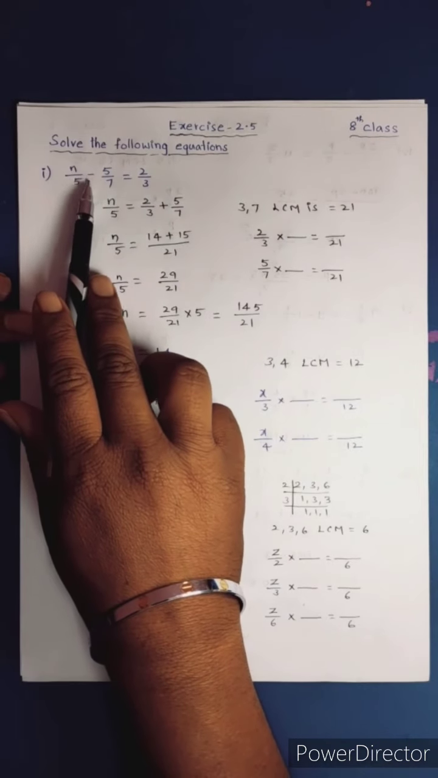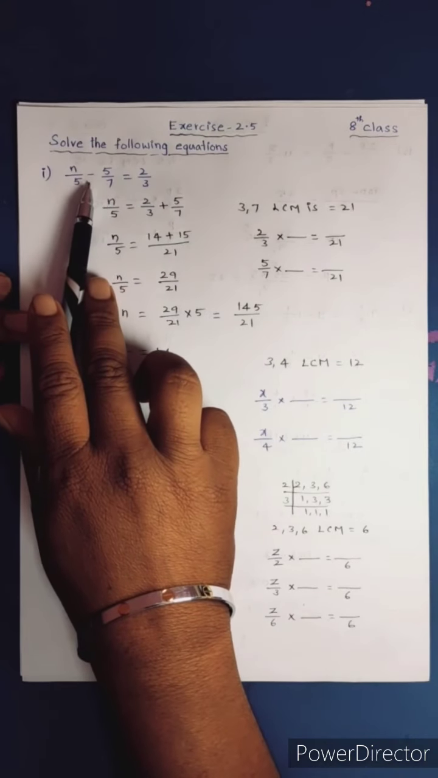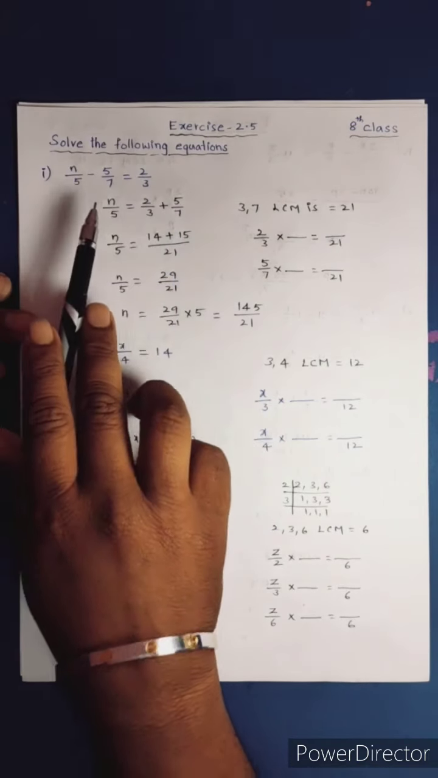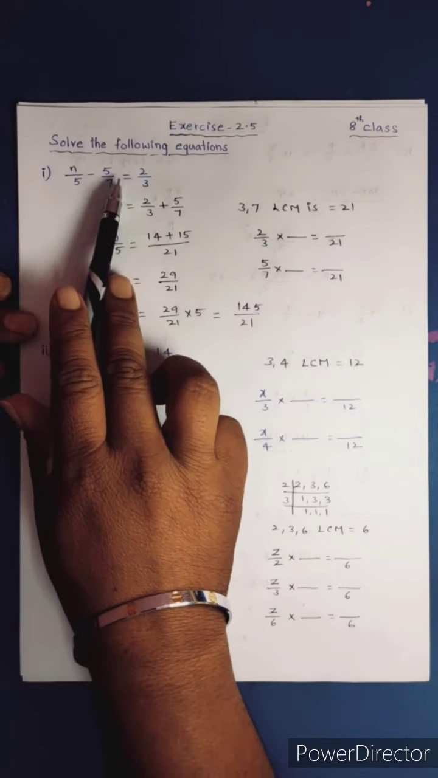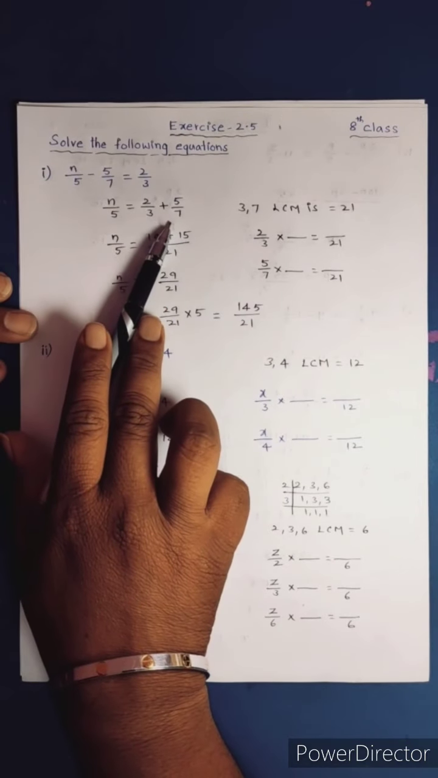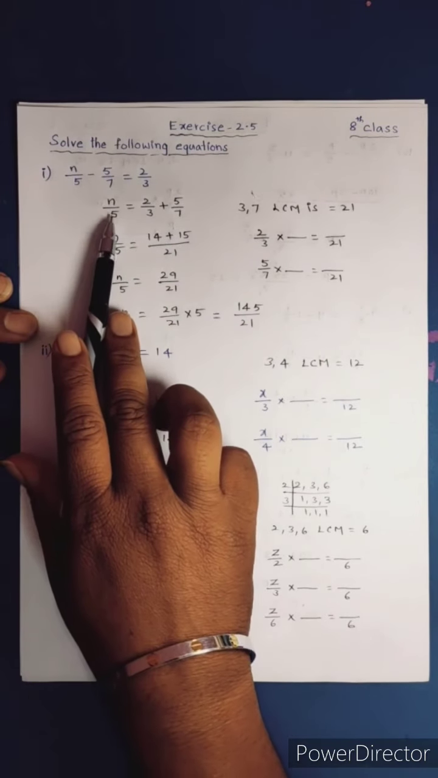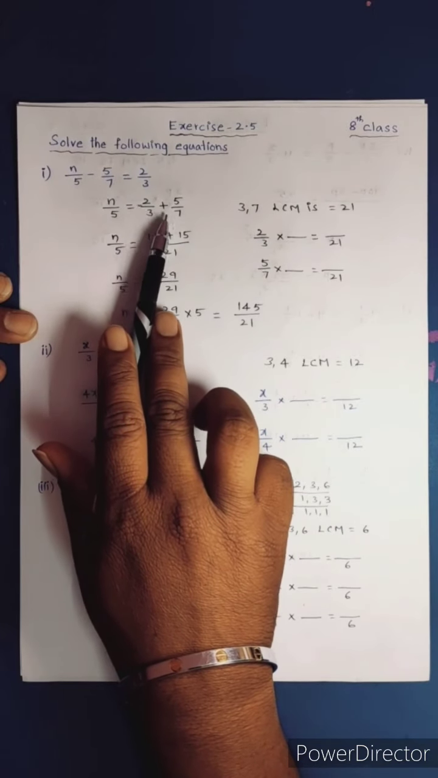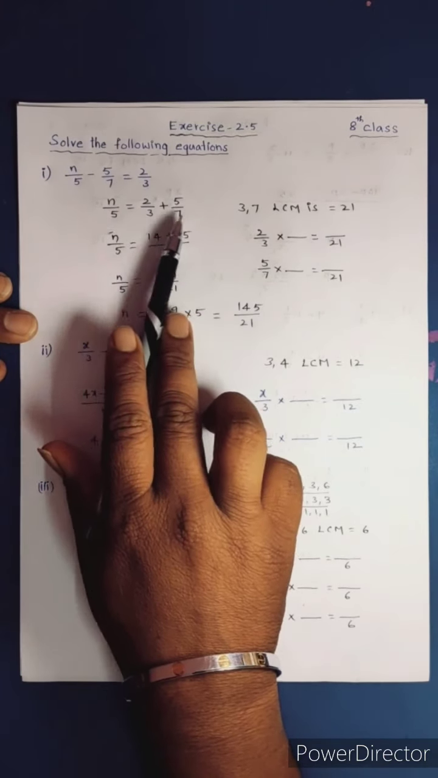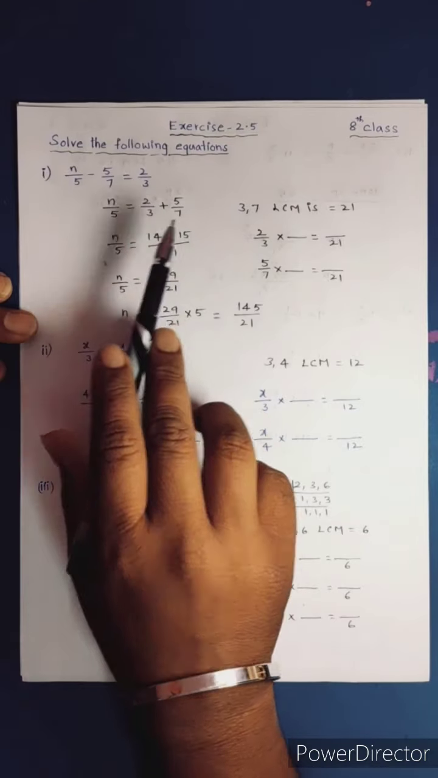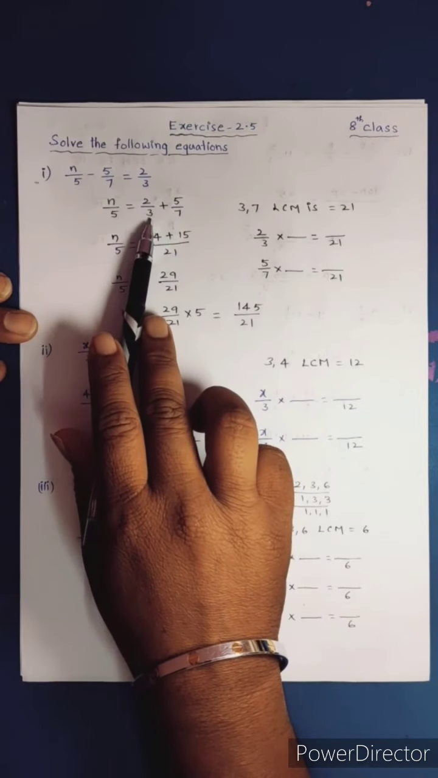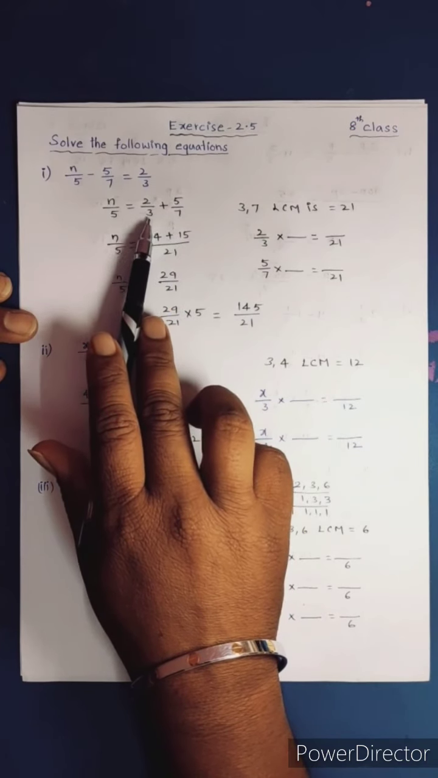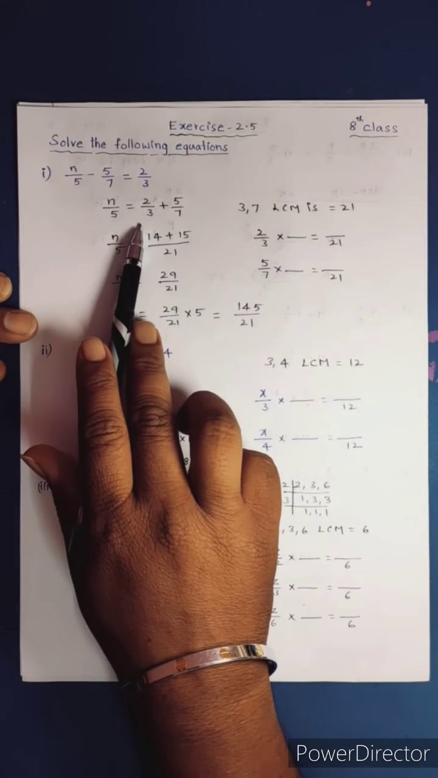Minus 5/7: here it is subtraction, so when sent to the other side, we do addition. n/5 equals 2/3 plus 5/7. 3 and 7 are the denominators, so these two fractions are unlike fractions. For unlike fractions, we can't add directly, so turn them into like fractions.